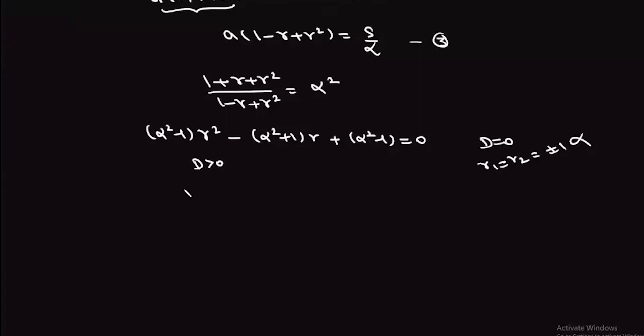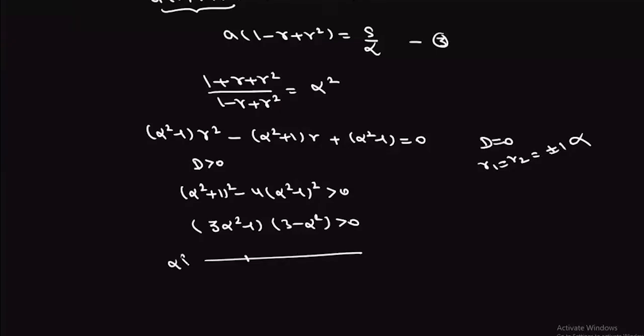So if we take D greater than 0, we'll get (alpha square plus 1) whole square minus 4 (alpha square minus 1) whole square, and it should be greater than 0. Now we'll write (a plus b) into (a minus b). So it will be (3 alpha square minus 1) into (3 minus alpha square). It should be greater than 0. Now if we write for alpha square, this is 1 by 3, this is 3, this is minus, plus and minus. What we need is plus. So the value of alpha square should lie between 1 by 3 and 3.